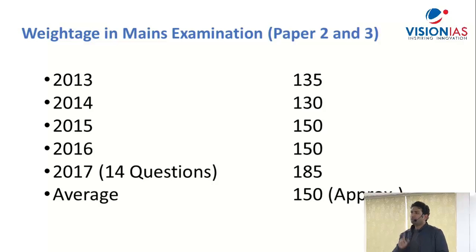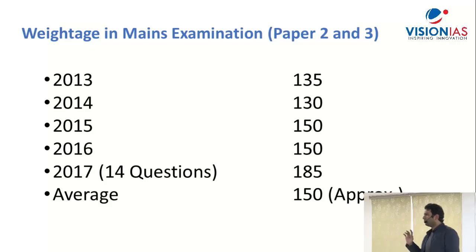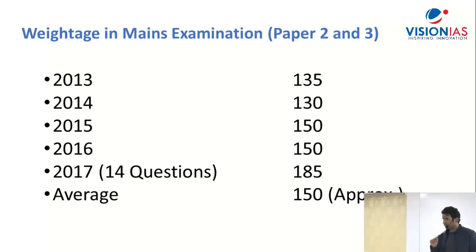That means 15% of your paper, because in total, 4 GS papers, how many marks? 1,000. And how much have you been getting from economics? Around 150. So 15% is the weightage of economics.